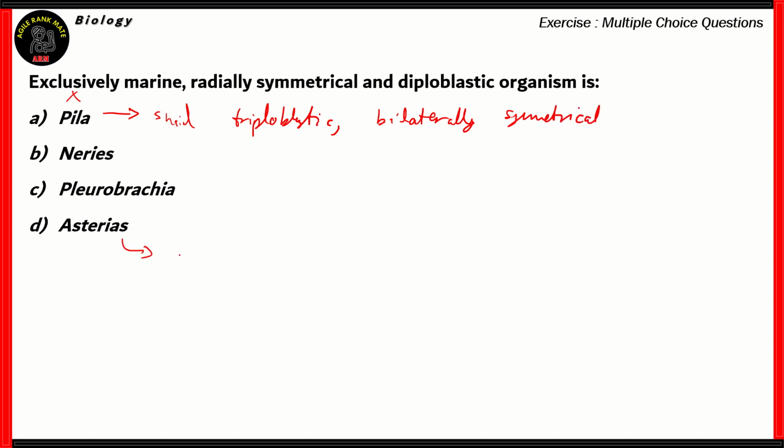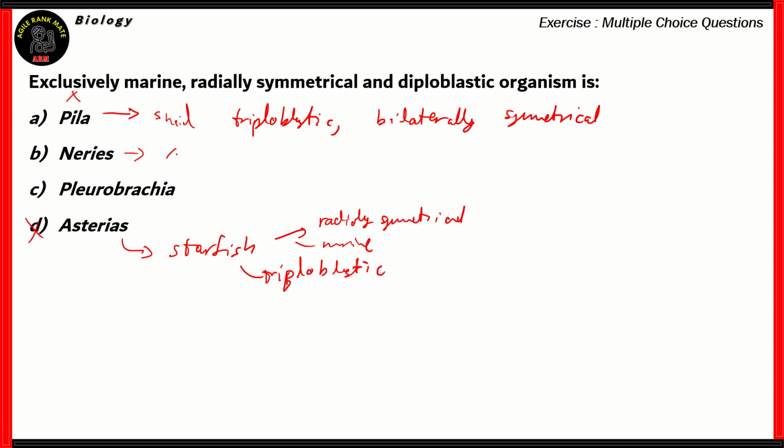Now, what about option D, Asterias? Asterias contains the starfish, and in the Echinodermata group, the organisms are radially symmetrical, and most of them are marine. However, they are triploblastic organisms. So therefore option D is incorrect. Nereis belongs to phylum Annelida, the earthworm family. So again, these are radially symmetrical, but they're not exclusively marine, and they are triploblastic. So therefore, option B is also incorrect.